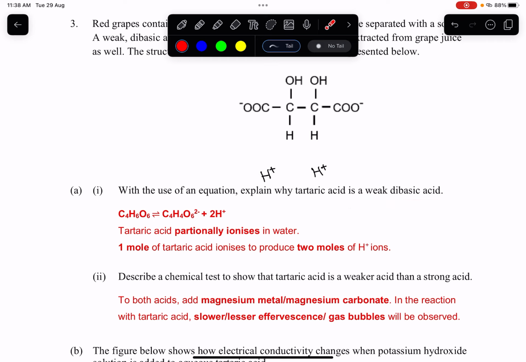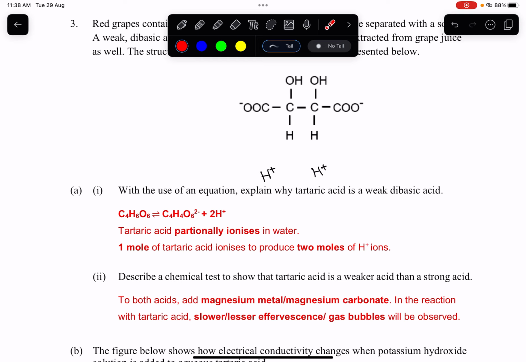First, you need to tell me that it partially ionizes in water, and they want to use the equation. So how do we use the moles here and explain? You cannot tell me 1 mole of tartaric acid will give me 2 moles of hydrogen ions, because that is under the assumption that every mole of tartaric acid will ionize.